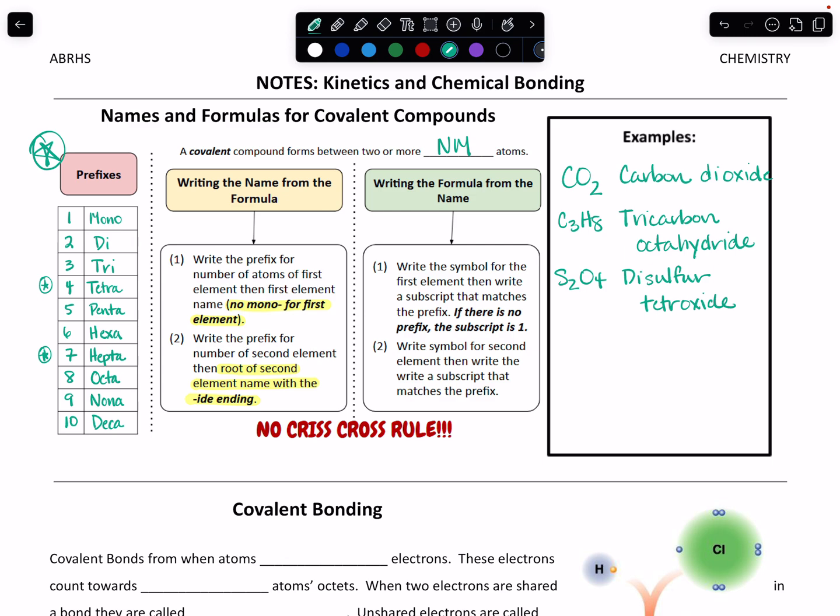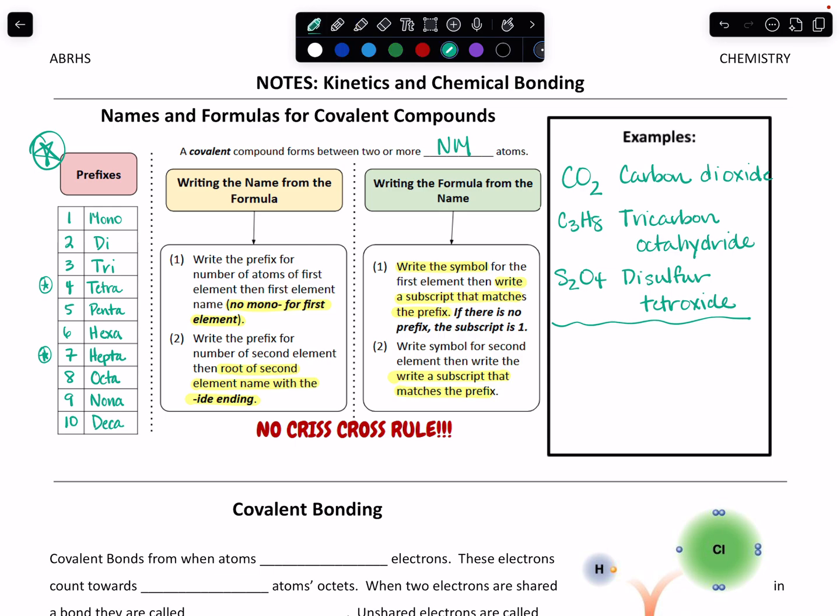All right, so now we're going to go the other way. All right, we're going to take the formula, or we're going to write the formula when given the name. All right, so if you have the name, the first thing you're going to do is write the symbol for the first element and then write a subscript that matches the prefix. All right, if there is no prefix, then the subscript is 1. All right, so in other words, you're never going to see mono. So if there's no prefix at all, then that means there's one of those guys. All right, then for the second element, you do the same thing. You write the symbol for the second element and then write that subscript that matches that prefix.